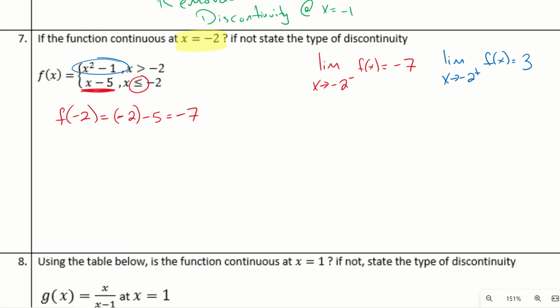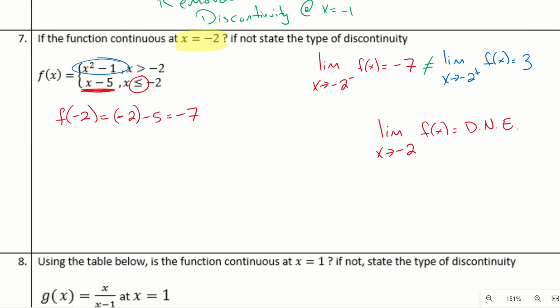But notice how the limit from the left is not equal to the limit from the right? These are not the same values. So since they're not the same value, then we can conclude that the overall limit, right? So the limit in general as we approach -2, from left and right, does not exist, right? Because in order for the limit to exist, both left and right have to approach the same value. So we could prove that it's not continuous because the limit doesn't exist, right?